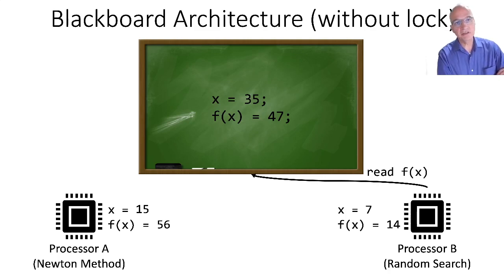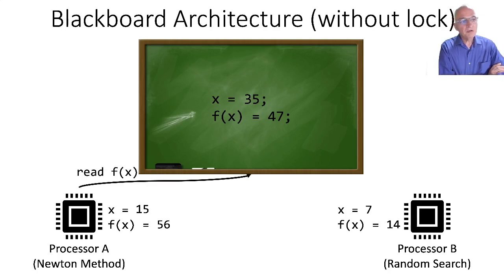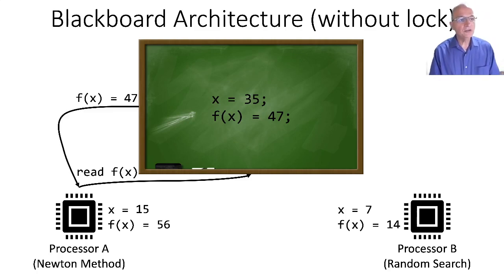So it first reads the value of f of x to check whether the board has a better solution or not than the local solution. And so the board responds that f of x is 47. And before processor B does anything else, processor A then does the read of the board, and processor A also gets that the value is 47. And upon seeing that the value is 47, processor A says, well, 47 is better than 56.